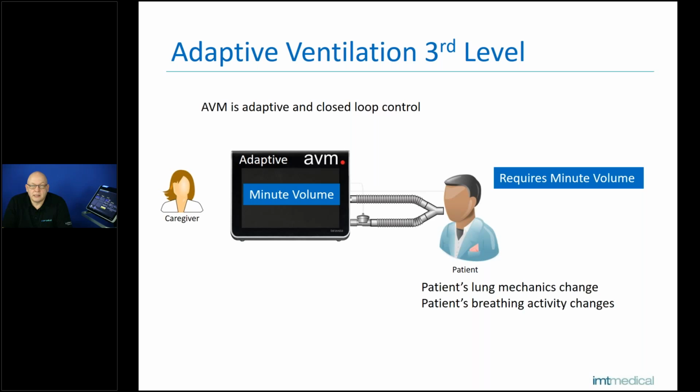Then the lung mechanics and the breathing activity of the patient change, and this means we have an adaptation not only by inspiratory pressure, but also by rate and I/E ratio. That means the minute volume will be kept stable, but how the ventilator achieves this depends on the lung mechanics of the patient. And the ventilator decides what's best for the patient, breath by breath, through an algorithm.